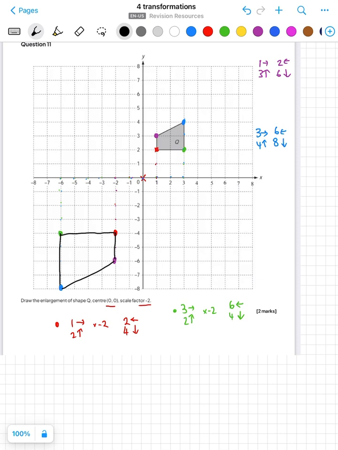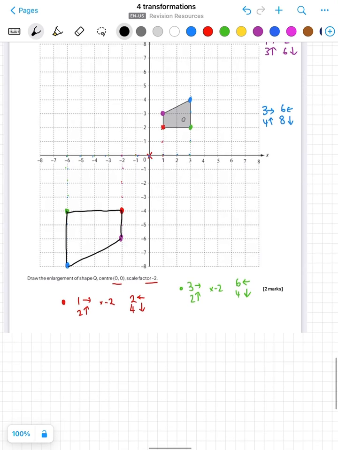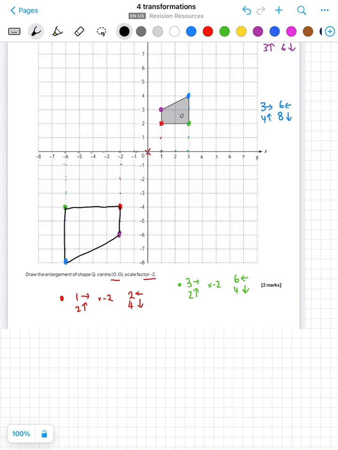What you'll notice is, yes, it is double the size, but it also appears to have been reflected. You will only be asked to describe a single transformation. So if a shape looks like it has been enlarged and reflected, that means it's an enlargement by a negative scale factor.